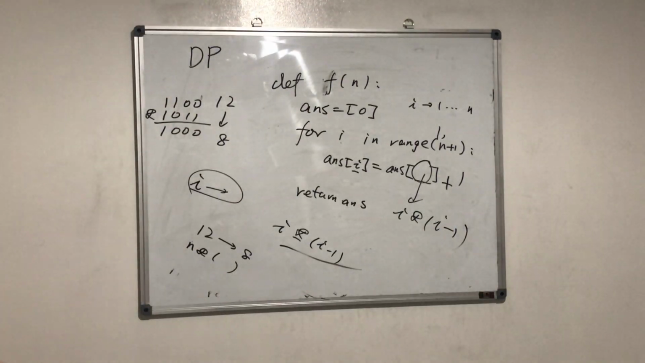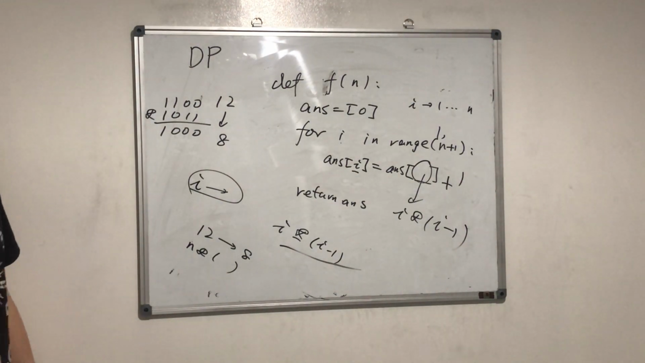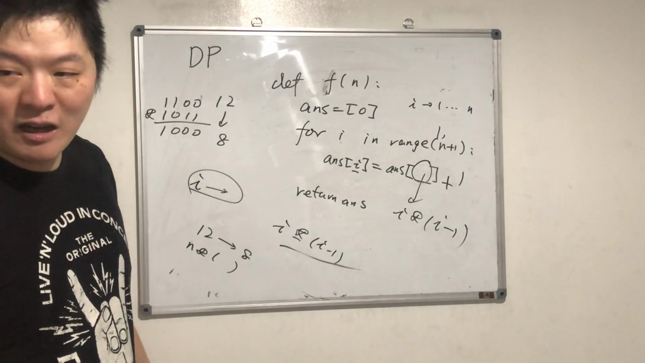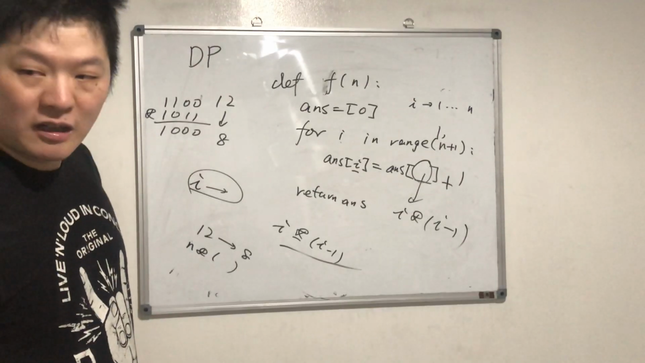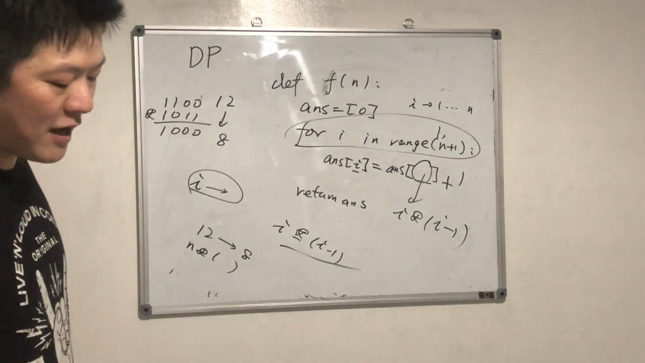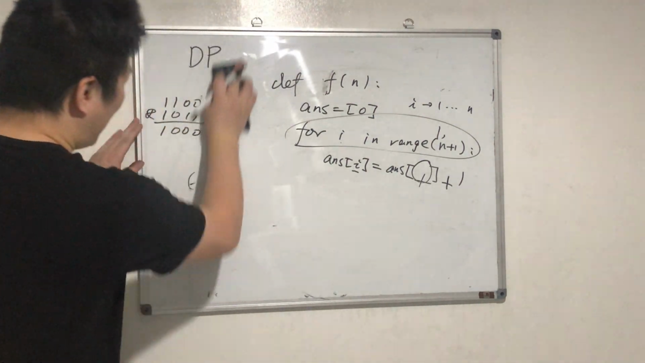What's the complexity? O of n. No, there's no count here. There's only one loop. O of n, because we have only one loop. I said O of n. Okay, I didn't hear you.